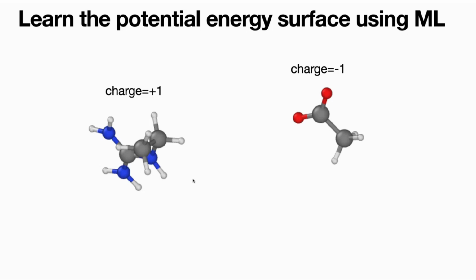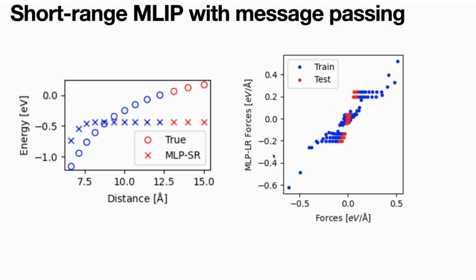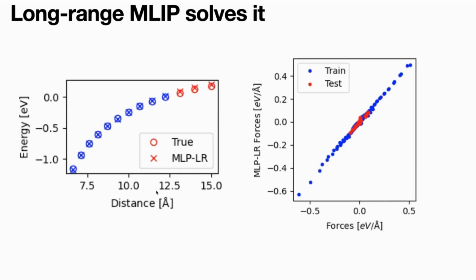However, we also know that if the distance between the two molecules is beyond a certain cutoff, they will not interact. And even if you use many message passing layers, if the separation is big enough such that the two molecules live on separate molecular graphs, message passing is not going to save you. Just as an example, this is a machine learning potential with message passing. You see that after some distance, the energy becomes flat, which is of course very unphysical. And our long-range machine learning potential can solve this.